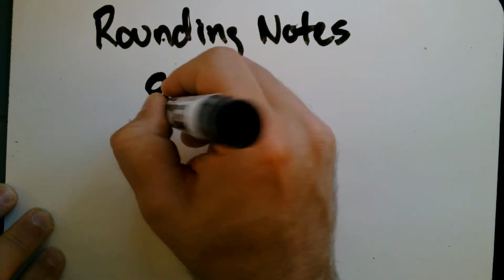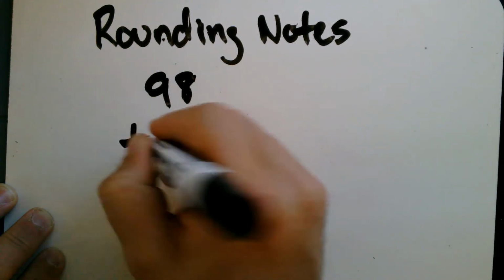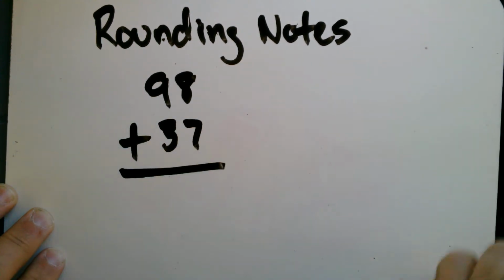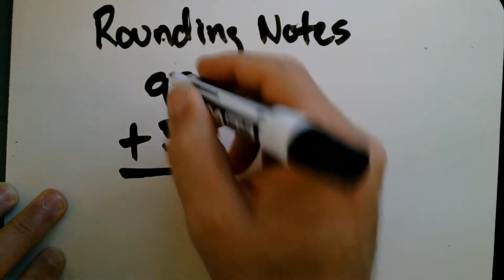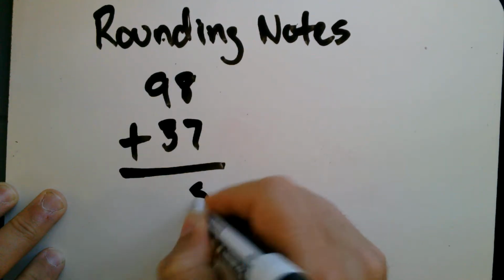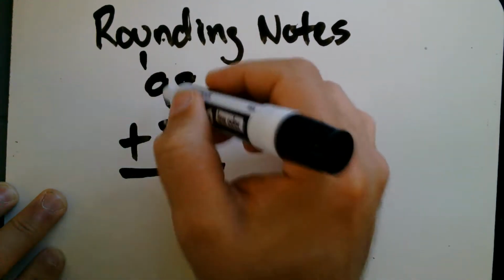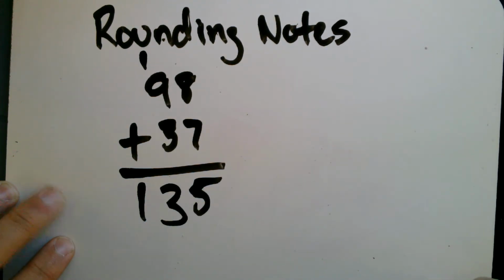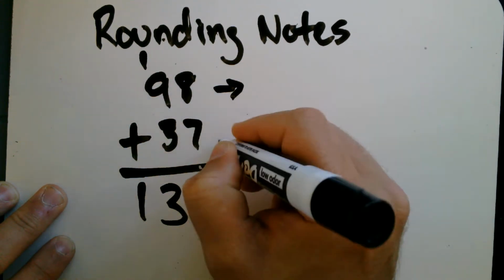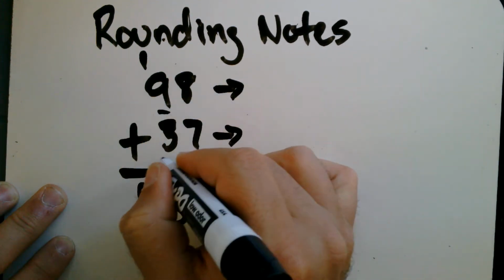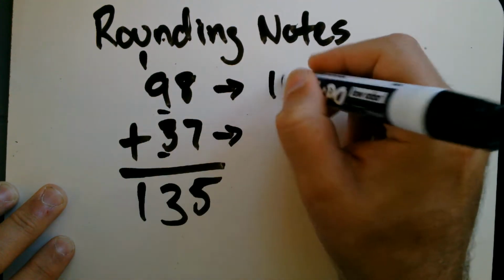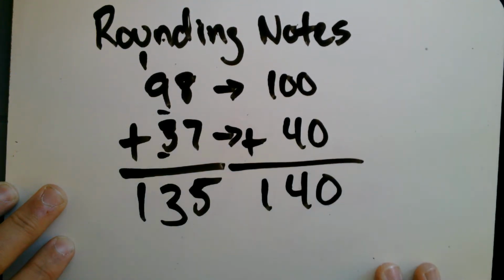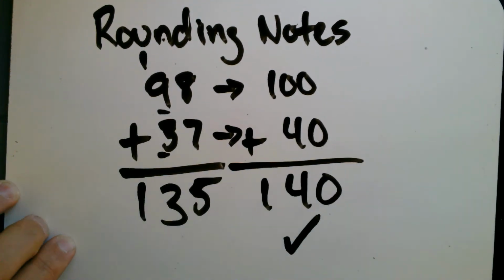So for example, if I say, what's 98 plus 37? I can do the math behind that. I can say 8 plus 7 is 15, carry the 1, 1 plus 9 plus 3 is 13, so I get 135. I can do that, or I can round to the tens place, and I can go 100 plus 40 is 140. And this way is much faster.